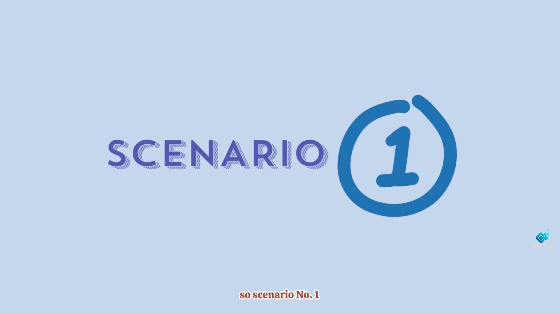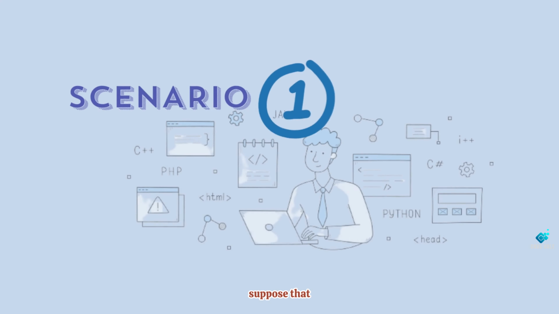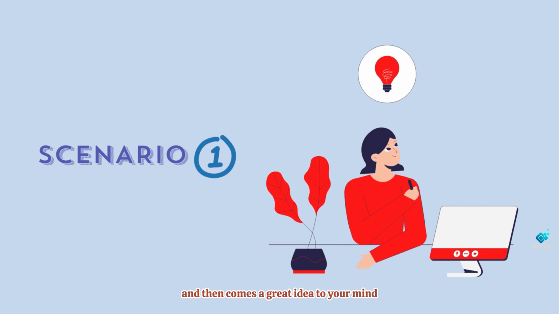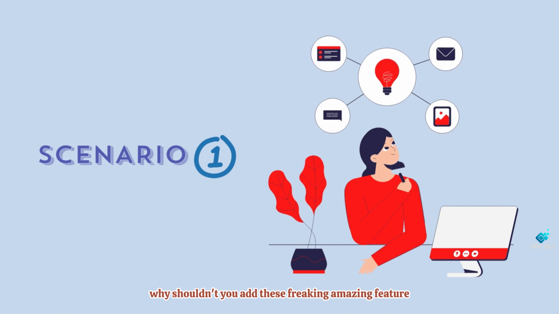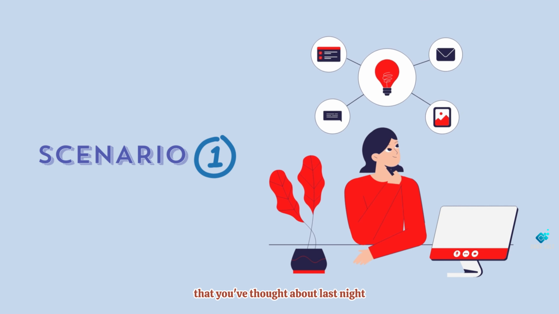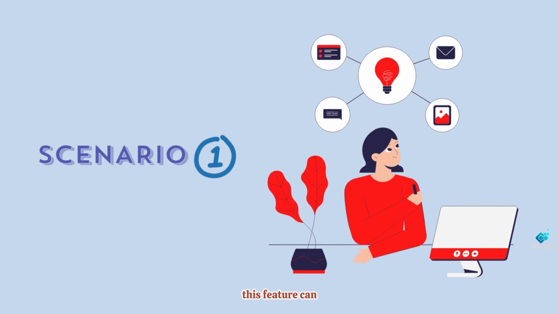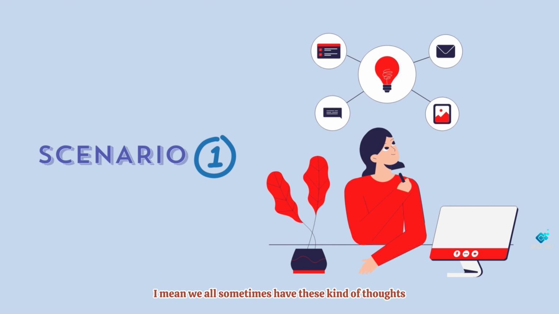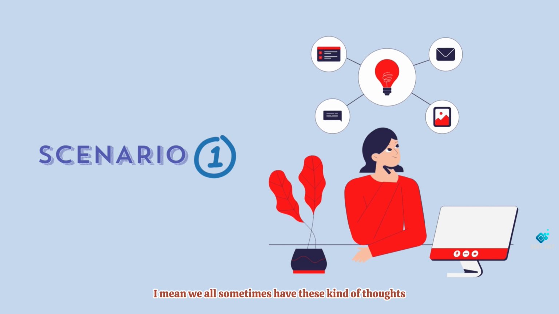So scenario number one, or case number one. Suppose that you are working on some really cool project, maybe it's a website, an application, or even some system, I don't know, but I bet it's pretty amazing. And you've come to some point where your project is up and running and everything seems to be working as expected, and then comes a great idea to your mind. Why shouldn't you add this freaking amazing feature that you thought about last night? This feature can basically make your project even more amazing and take you to the next level. I mean, we all sometimes have these kinds of thoughts, right?